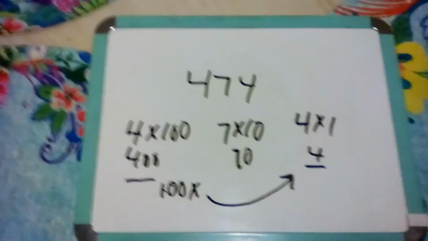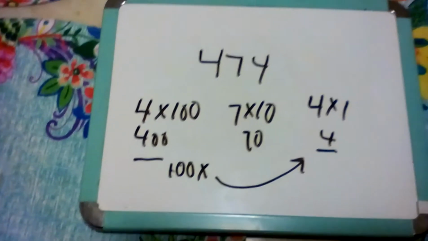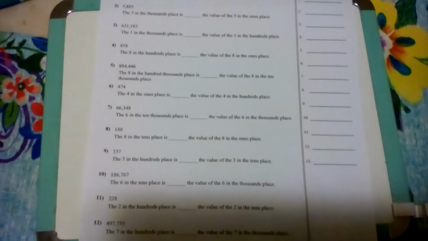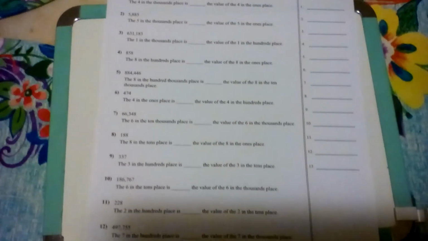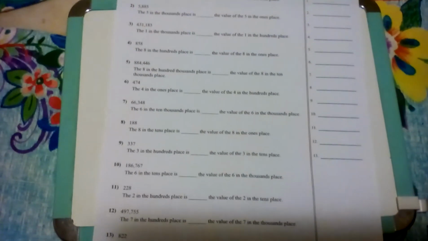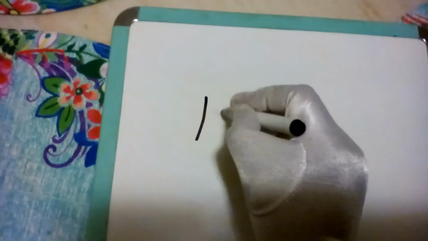Let's try another one. So we tried 6, let's try 8. 188. The 8 in the tens place is blank the value of the 8 in the ones place. So same concept, different place values. Let's look at this with the board. So we have 188. The question asks us to compare the tens place and the ones place.